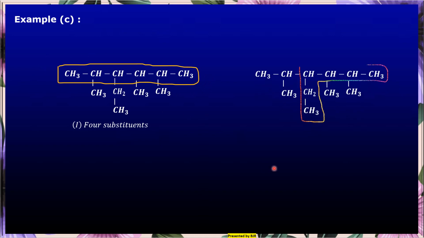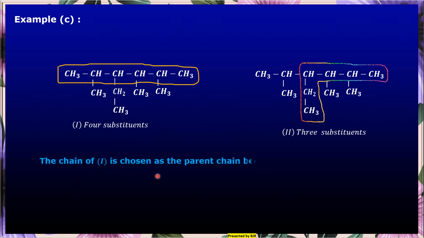And if I select this as the parent chain, see here, same lengths are possible. Here 6 carbon atoms, in this also 6 carbon atoms are there. Okay, and if I select this as the parent chain, then the number of substituents is 1, 2, 3. Only 3 substituents are there. So we have to go for this selection only. The chain of 1 is chosen as the parent chain because it has 4 substituents. Okay, this one is the correct selection and this one is the wrong selection of parent chain.